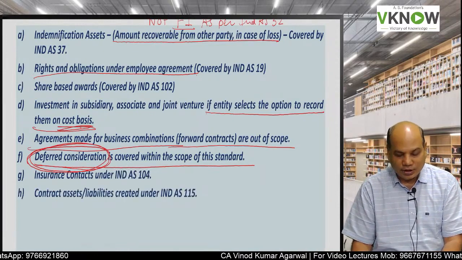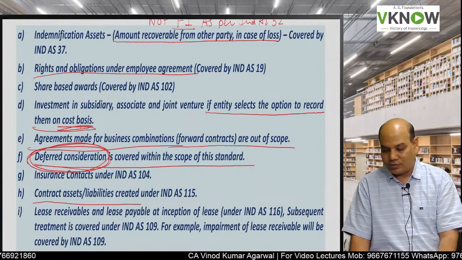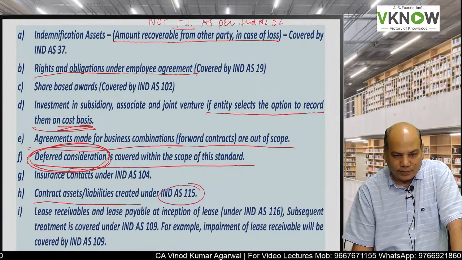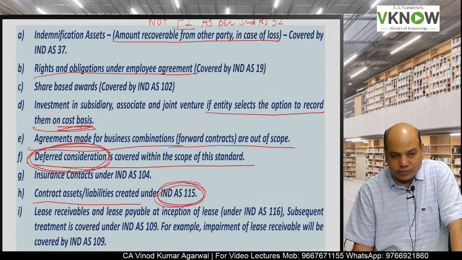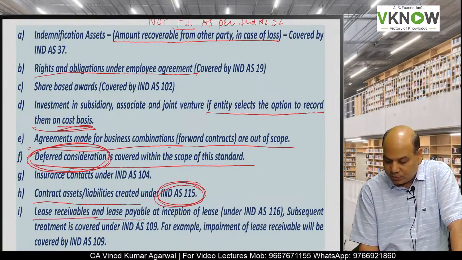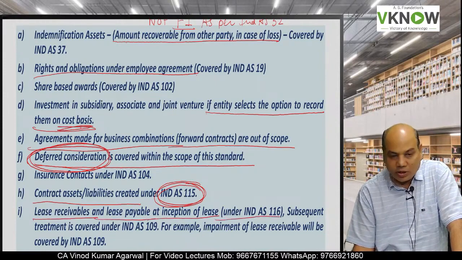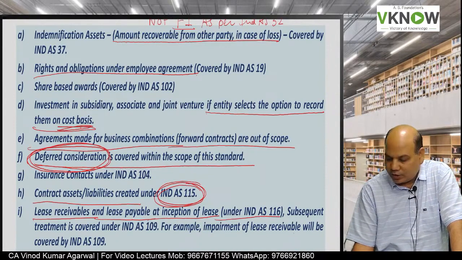Insurance contract, IND AS 104. Contract assets and liabilities are covered by IND AS 115. So IND AS 115 we had also covered in our discussion. Then lease receivable and lease payable at the inception of the lease will be covered by IND AS 116. So accounting of leases initially will be covered by IND AS 116.